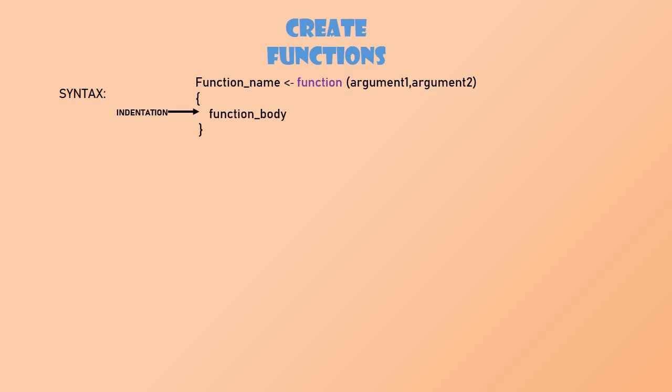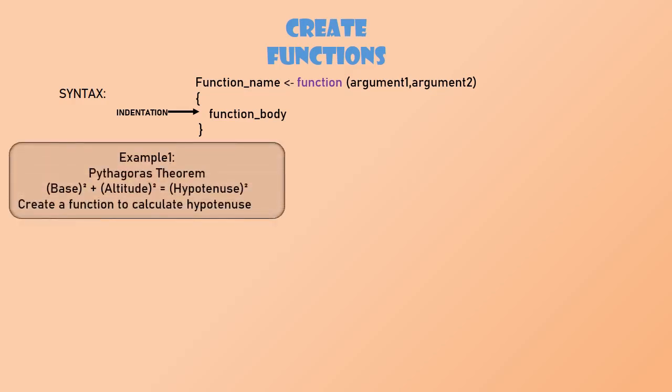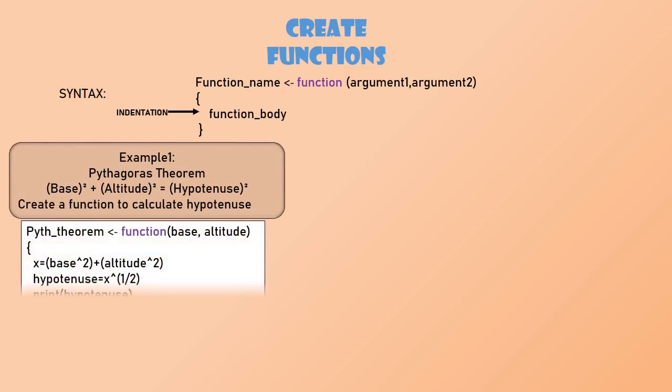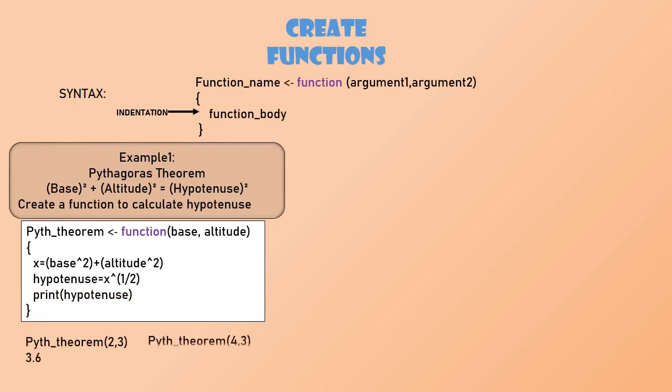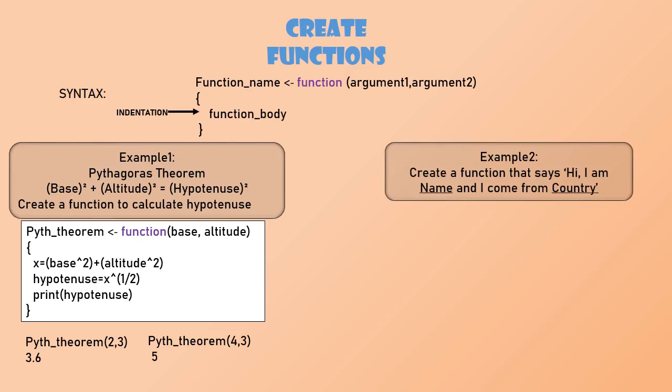For example, we want to create a function that calculates the hypotenuse according to the Pythagoras theorem. So we will write the following commands. Now let's use the function. The function name is pyth_theorem and within parentheses we will add two arguments that represent base and altitude. On adding 2 and 3 to the parentheses, we will get the answer 3.6, and on adding values 4 and 3, we will receive 5 as the answer.